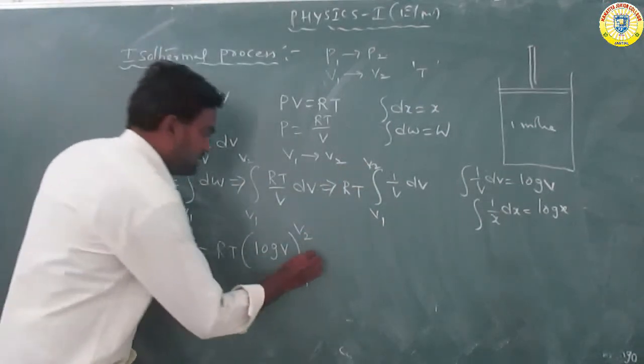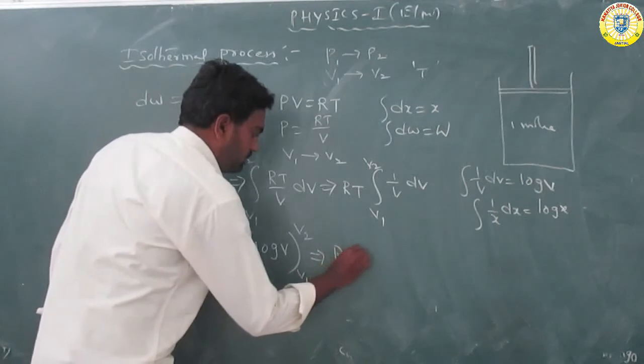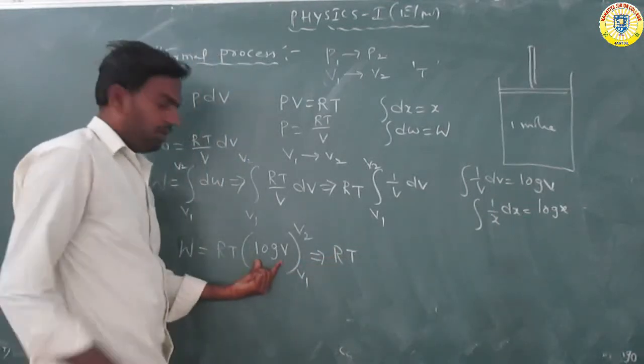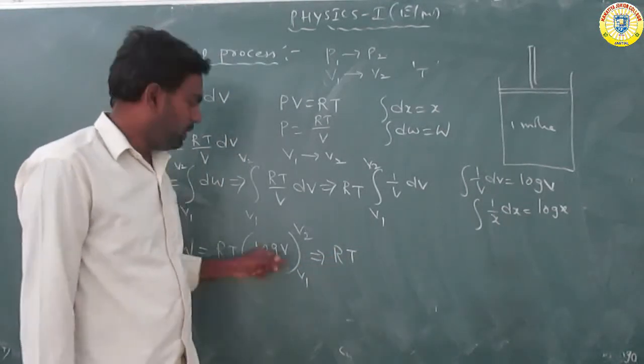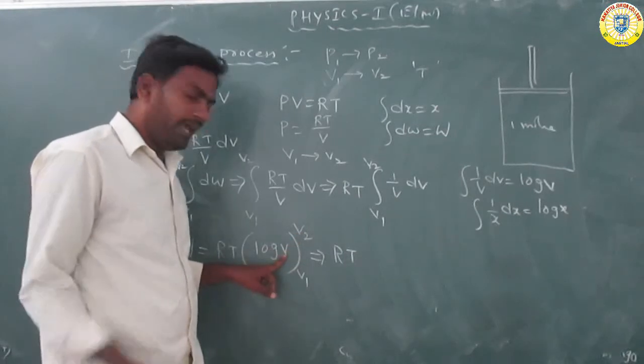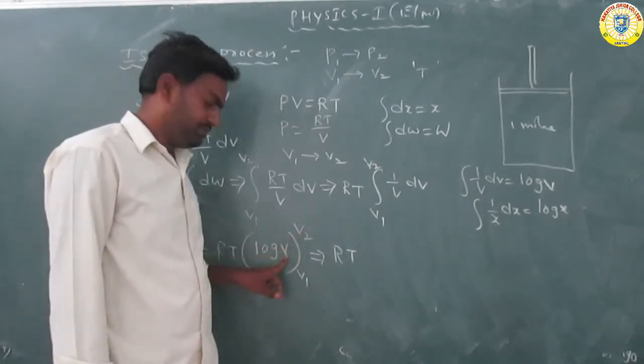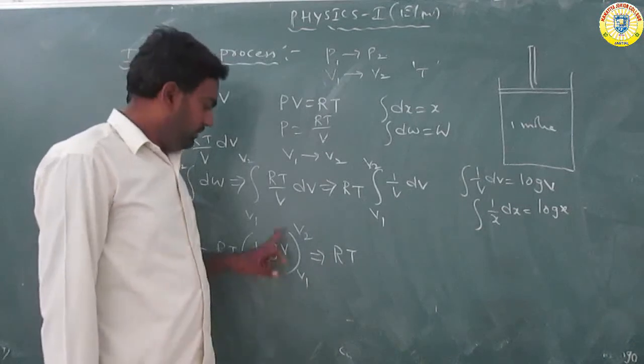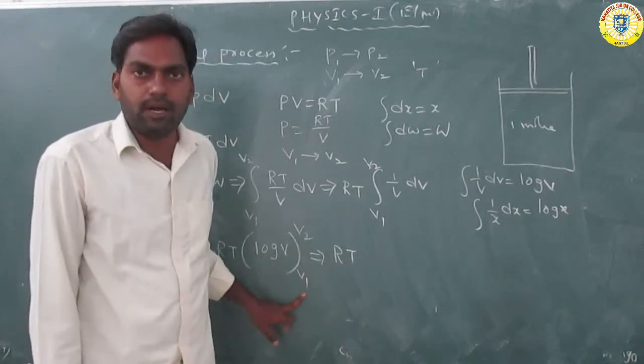So we get RT log V. Now we apply the limits: substituting the upper limit V2 minus substituting V1.